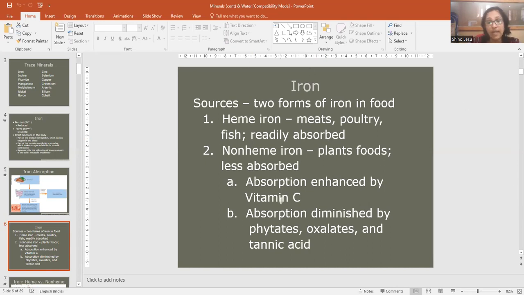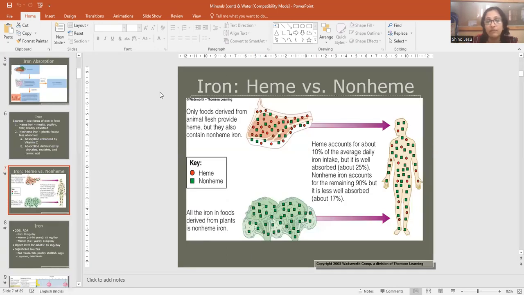Absorption can be enhanced by vitamin C and diminished by phytates, oxalates, and tannic acid present in plant food. Only food derived from animal flesh provides heme iron, but it also contains some non-heme iron. All the iron in food derived from plants is non-heme iron. Heme iron accounts for about 10% of average daily iron intake, but it is well absorbed, about 25%, and non-heme iron accounts for the remaining 90%, but it is less well absorbed, about 17%.